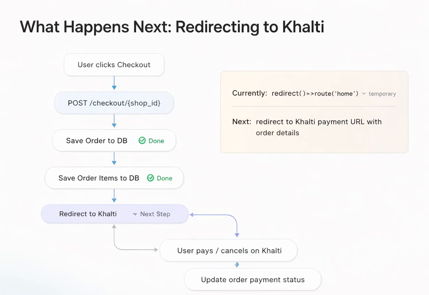Now that the order saving is working, the next step is to replace the temporary homepage redirect with an actual redirect to Culti. The full flow will work like this. The user clicks checkout, the order and order items are saved to the database, then the user is redirected to Culti's payment page with the total amount. On Culti's side, the user either completes the payment or cancels. After that, Culti redirects the user back to our website. This return redirect is what we call a callback. In the callback function, we'll update the order's payment status based on whether the payment succeeded or failed. Integrating Culti is the next major piece of this implementation.